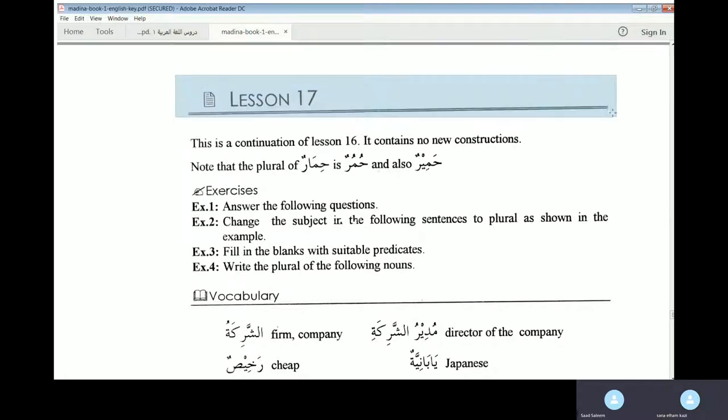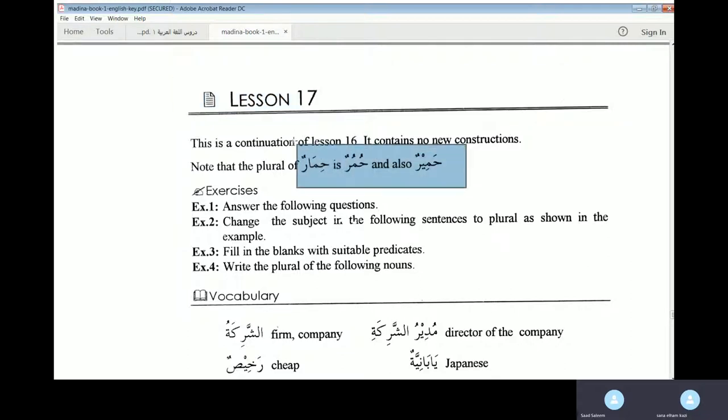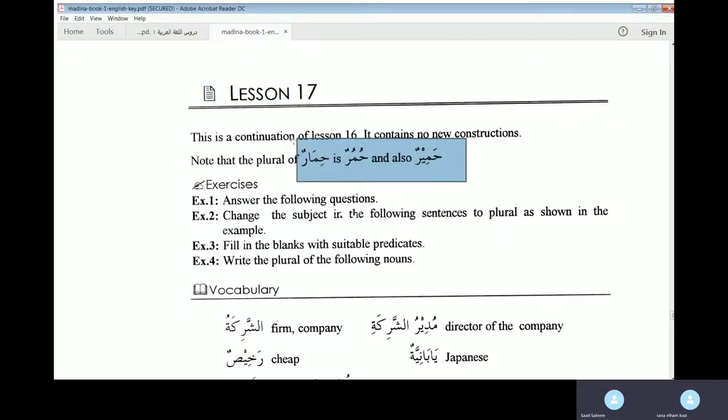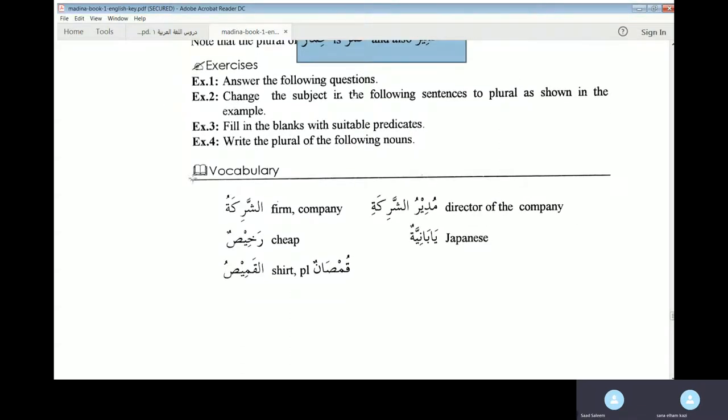This is a continuation of lesson 16. It contains no new concepts. Note that the plural of Himarun is Humurun and also Hamirun. Exercises. Answer the vocabulary.